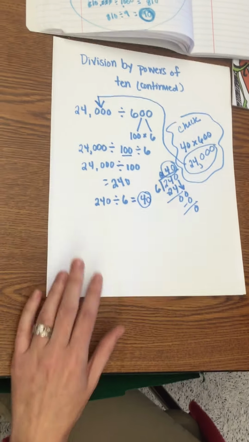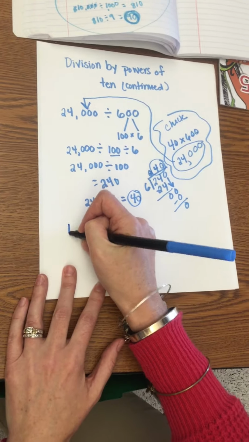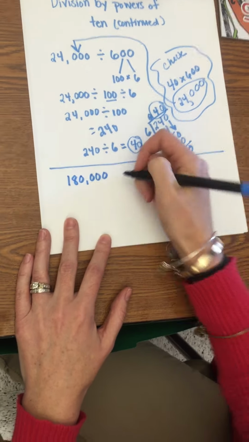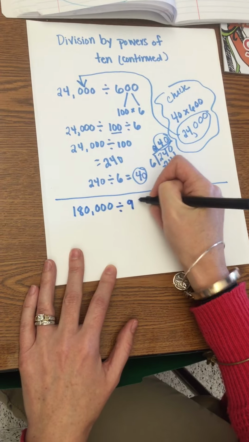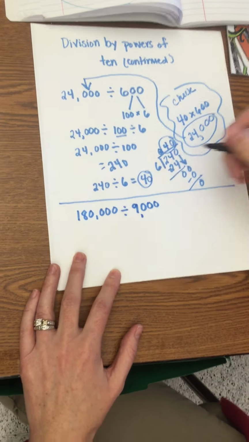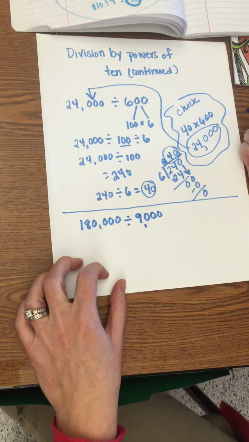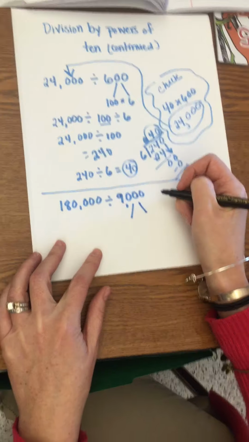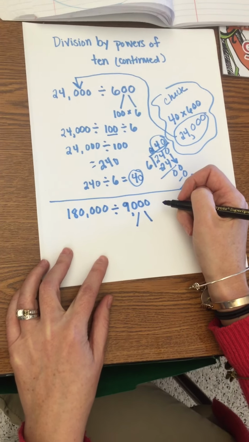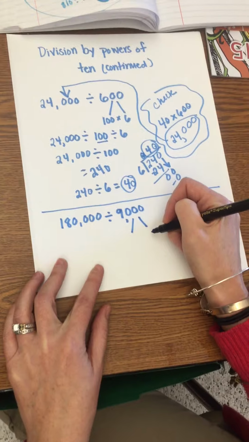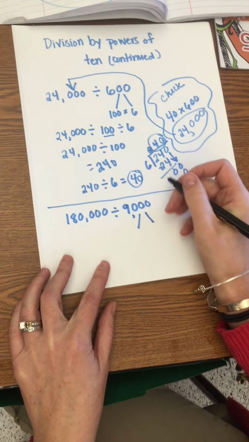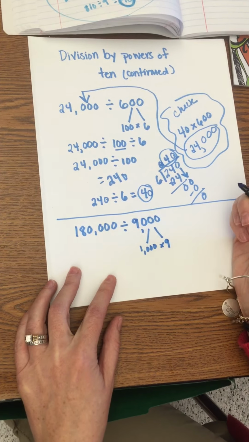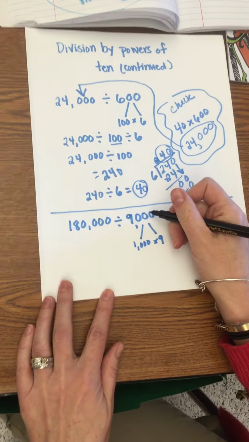Let's check one more. So I have 180,000 divided by 9,000. Wow. 4-digit divisor? That seems really complicated. So I'm going to break up this 9,000. I think in my mind, powers of 10, 10, 100, or 1,000 times what will give me 9,000? So I know 1,000 times 9 equals 9,000. So I'm trying to make this 9,000 more manageable.